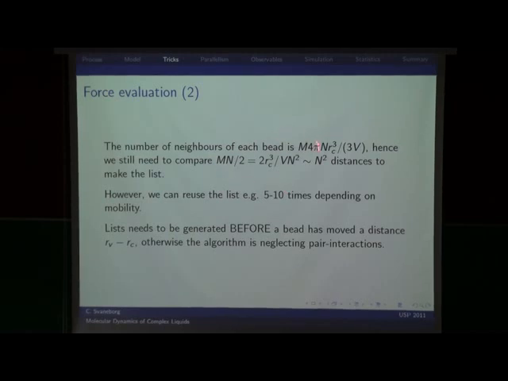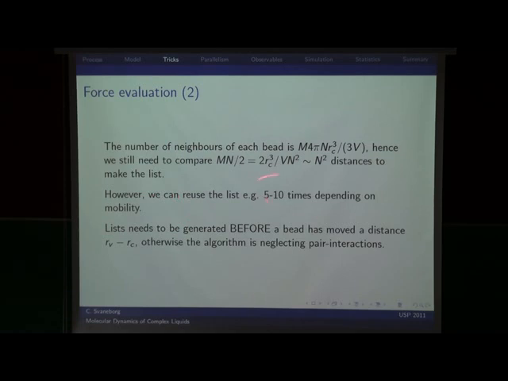Okay, if you want to calculate n different pair interactions, the question is how many neighbors does every particle have? This would be the number of pairs or the number of atoms you want to update. And this scales as n squared. So it means that we have to again evaluate n squared distances just to figure out who is close to each other. There is a slight advantage, which is that we can reuse the list.